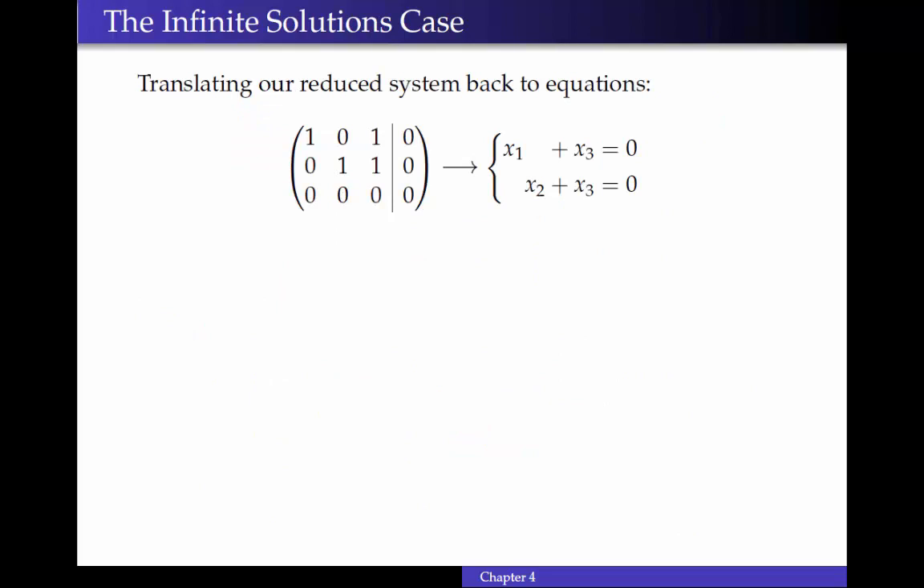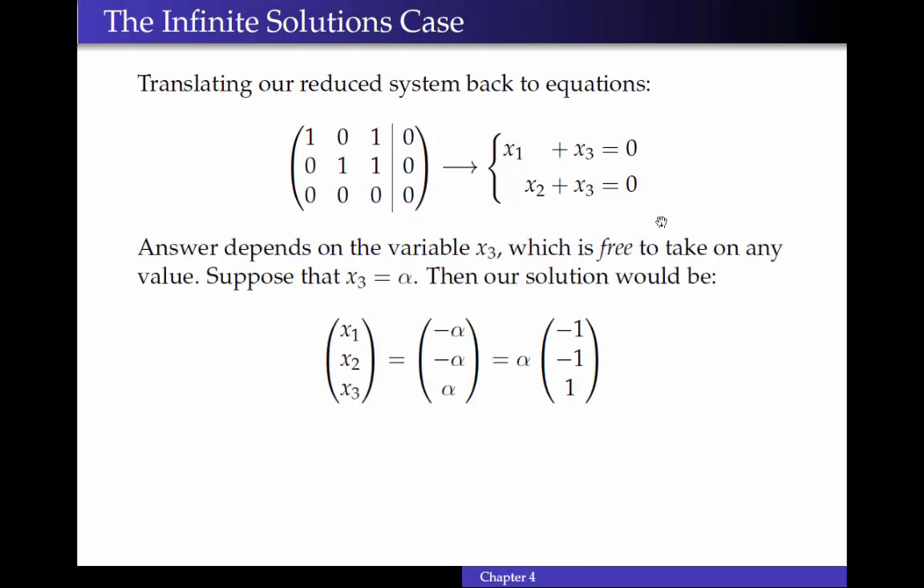So if we translate this back into a system of equations, we have x1 plus x3 equals 0, and then we have x2 plus x3 equals 0. So our answer depends on the variable x3. We can solve for x1 and x2 in terms of x3.